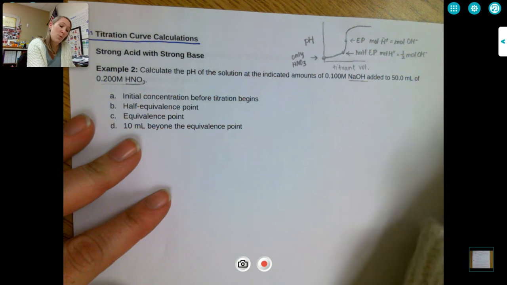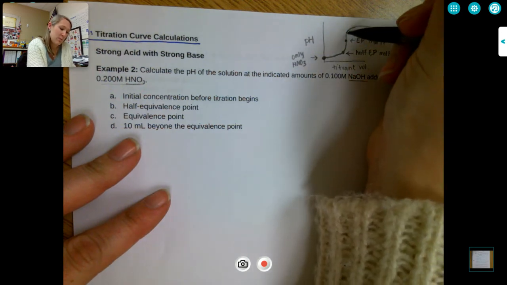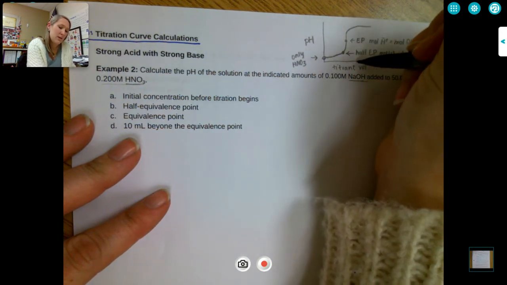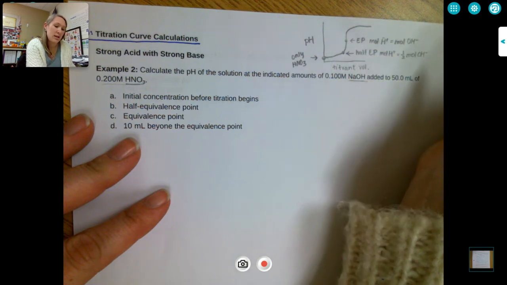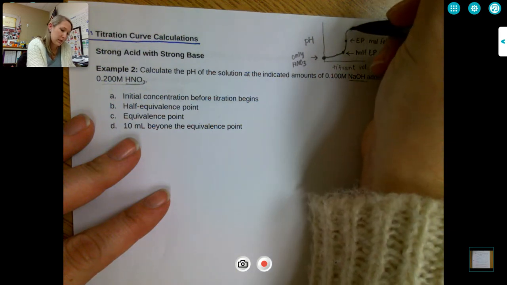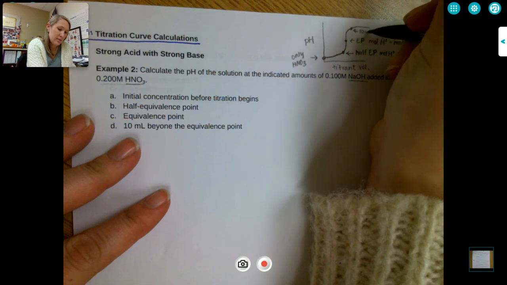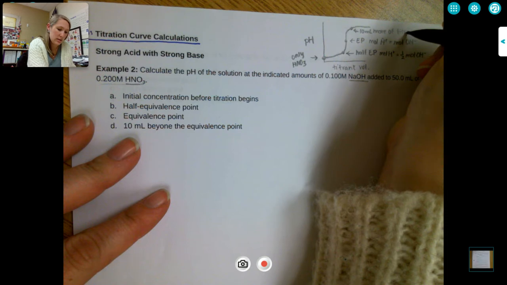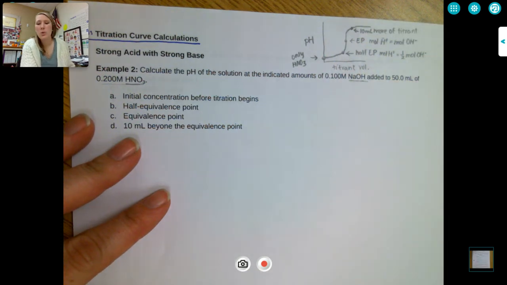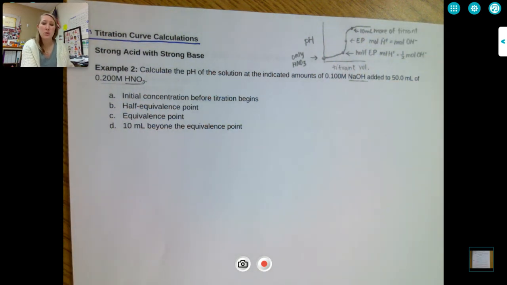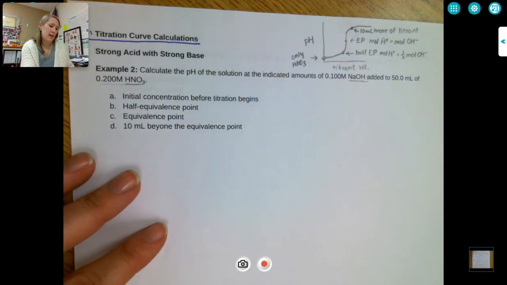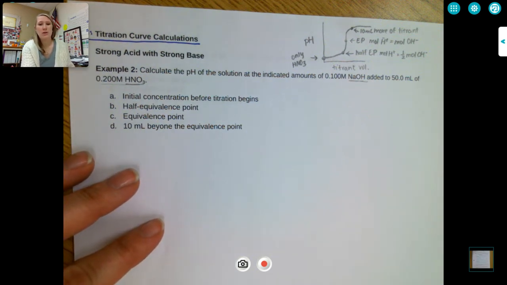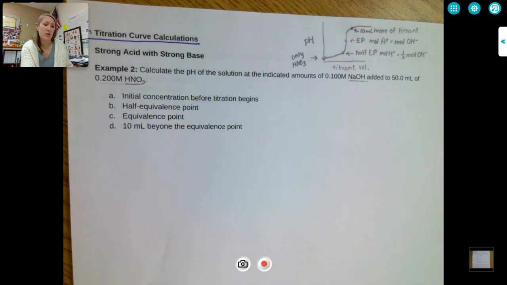And then the fourth dot that we're going to look at is we're going to pick a point that's about 10 milliliters past our equivalence point. So we're going to do about 10 milliliters more of our titrant. Okay, and those are going to be the 4 points that we're going to do calculations for. And then based off those 4 points, we can sketch out our titration curve. And then eventually we'll do a lab where we'll actually do the titration, and we'll see how accurate we are.